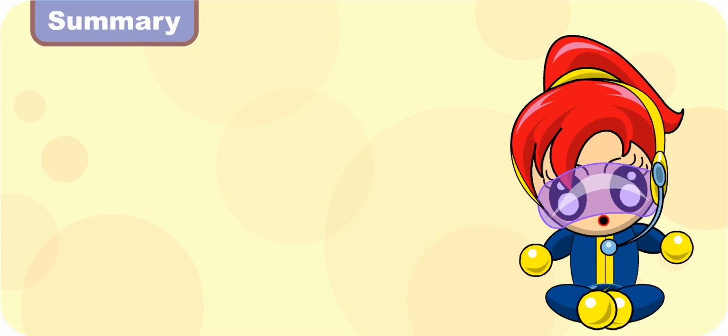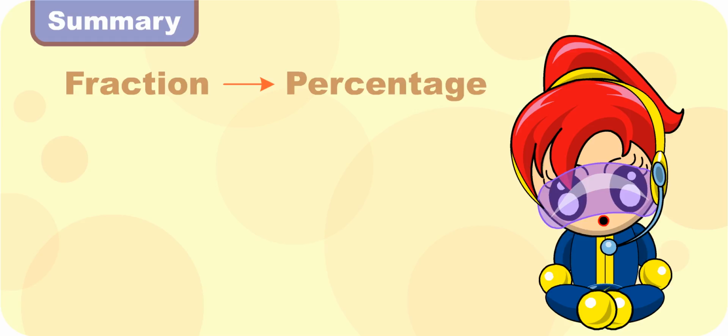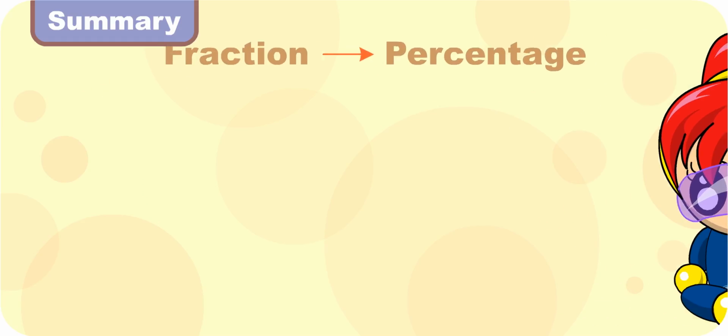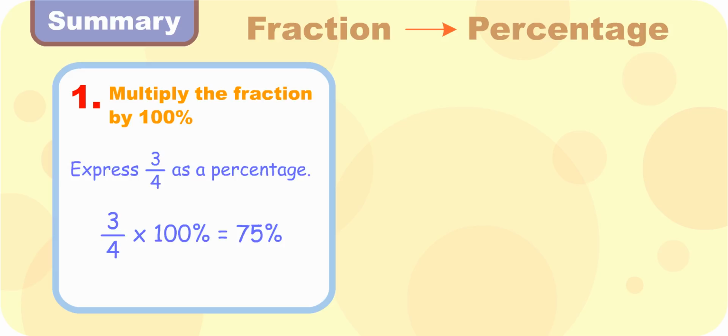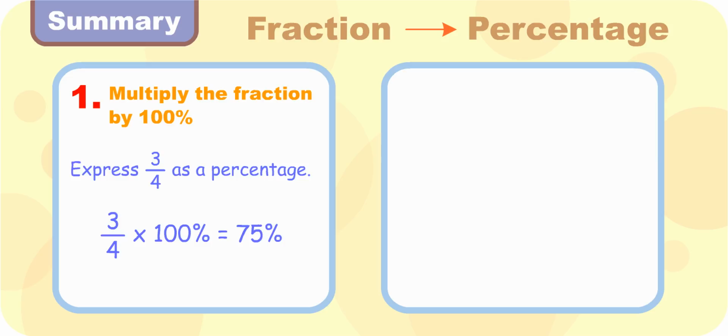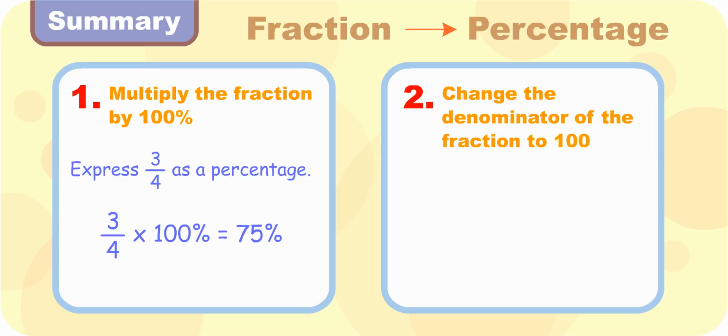Likewise, we can convert a fraction to a percentage. There are two methods of doing that. The first method is that you multiply the fraction by 100%. The second method is that you use the concept of equivalent fraction to change the denominator of the fraction to 100 before making it a percentage.